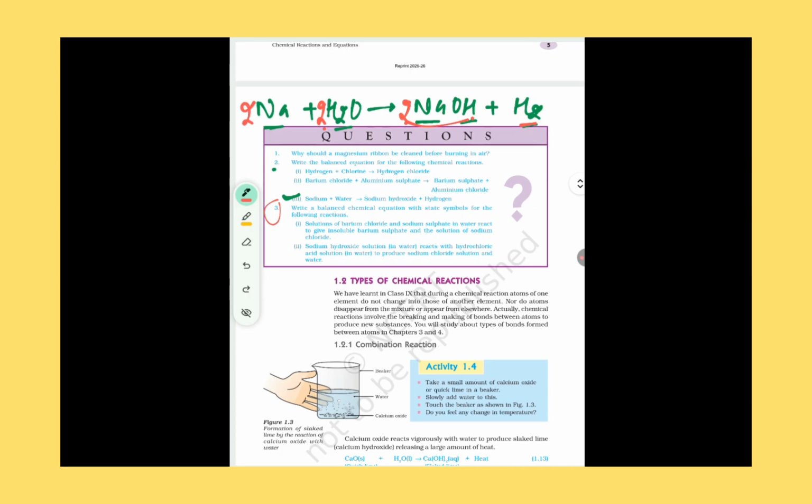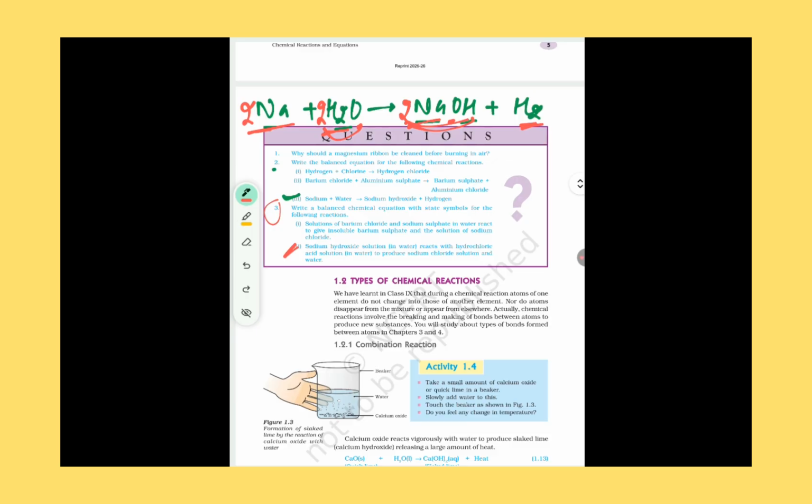Now again see here, again cross check. 2 sodium, 2 sodium, hydrogen, 2 2s are 4 hydrogen, 2 hydrogen and 2 hydrogen, 4 hydrogen, 2 oxygen, 2 oxygen. This is balanced. Now last question of this in text part, this one.